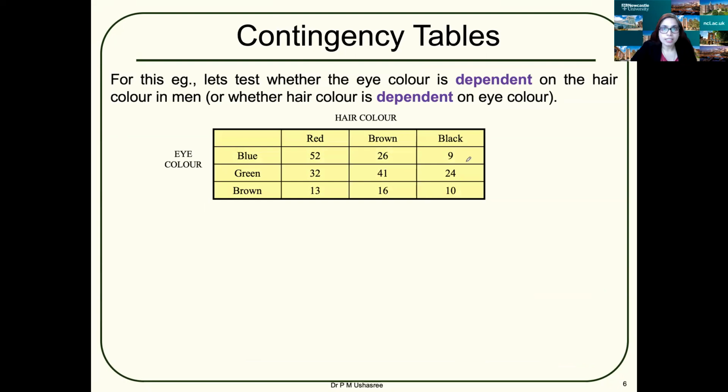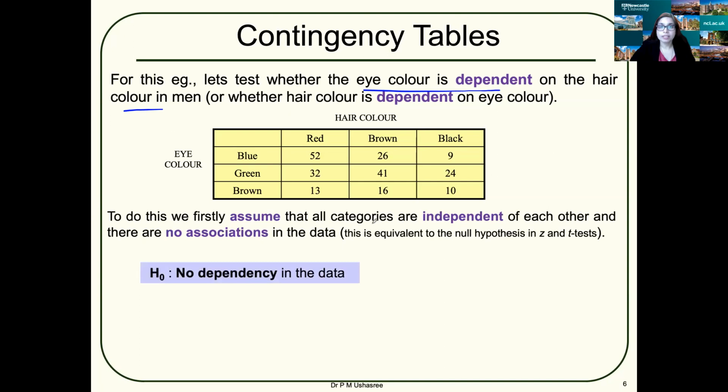So we have our contingency table here. We're going to test whether eye color is dependent on hair color in men, or vice versa. To do this, we first assume that all categories are independent of each other, that is, there is no association in the data. We assume that there is no dependency in the data. So that's our null hypothesis. It's qualitative data, which is why we are writing it like this. Then you have to state the alternative hypothesis, which is the opposite of the null hypothesis.